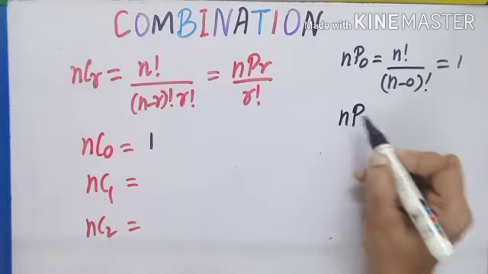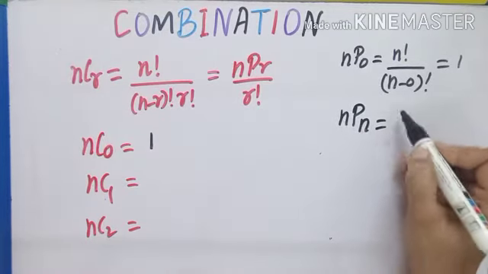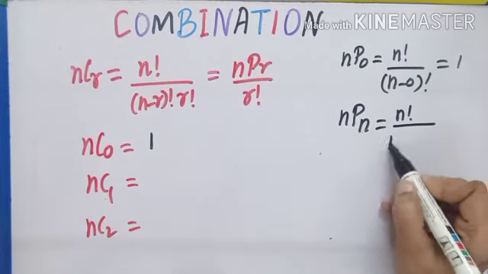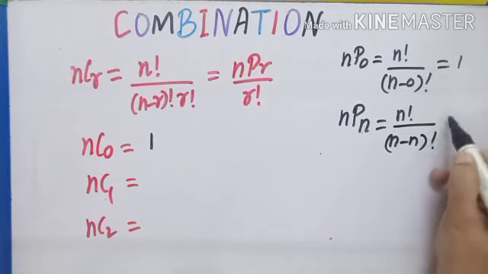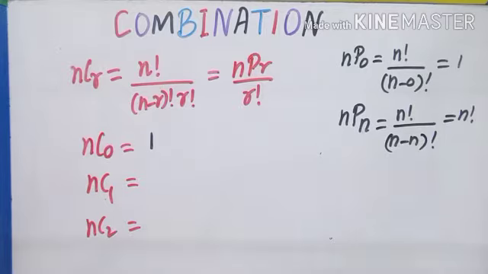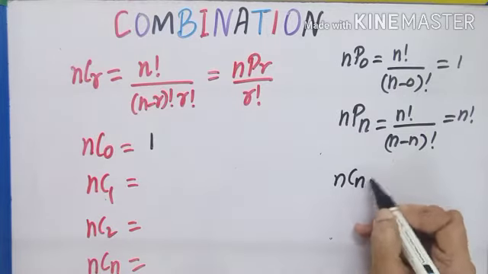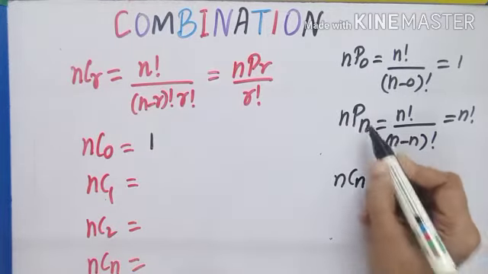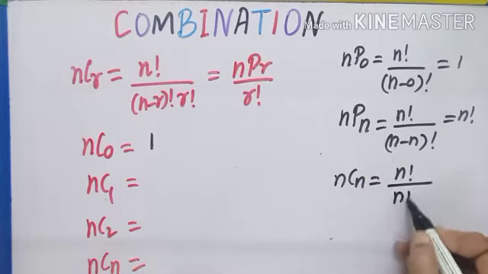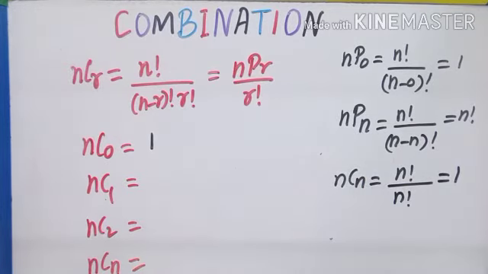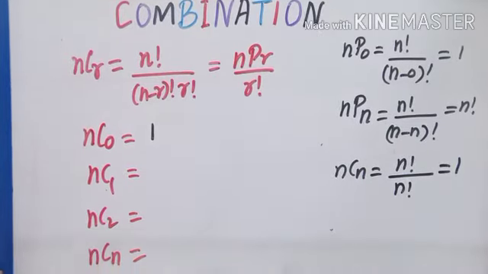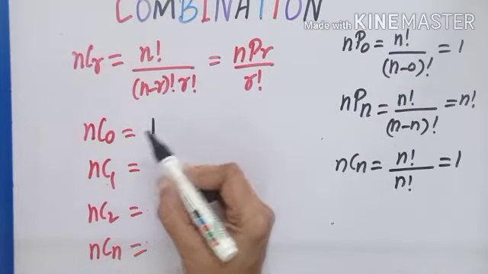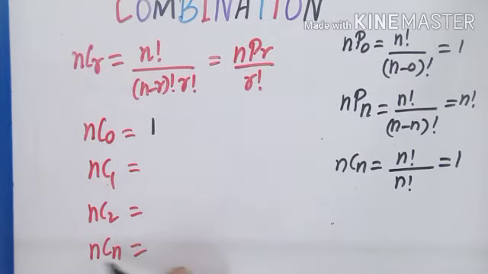What is nPn? nPn will be n factorial by (n minus n) factorial, or simply I get n factorial. So what will be nCn then? From here, nCn is equal to n factorial. Whatever comes here, divide. So I get 1. Remember, in combination, 0 comes, my answer is 1. Same letter comes also, my answer is 1.